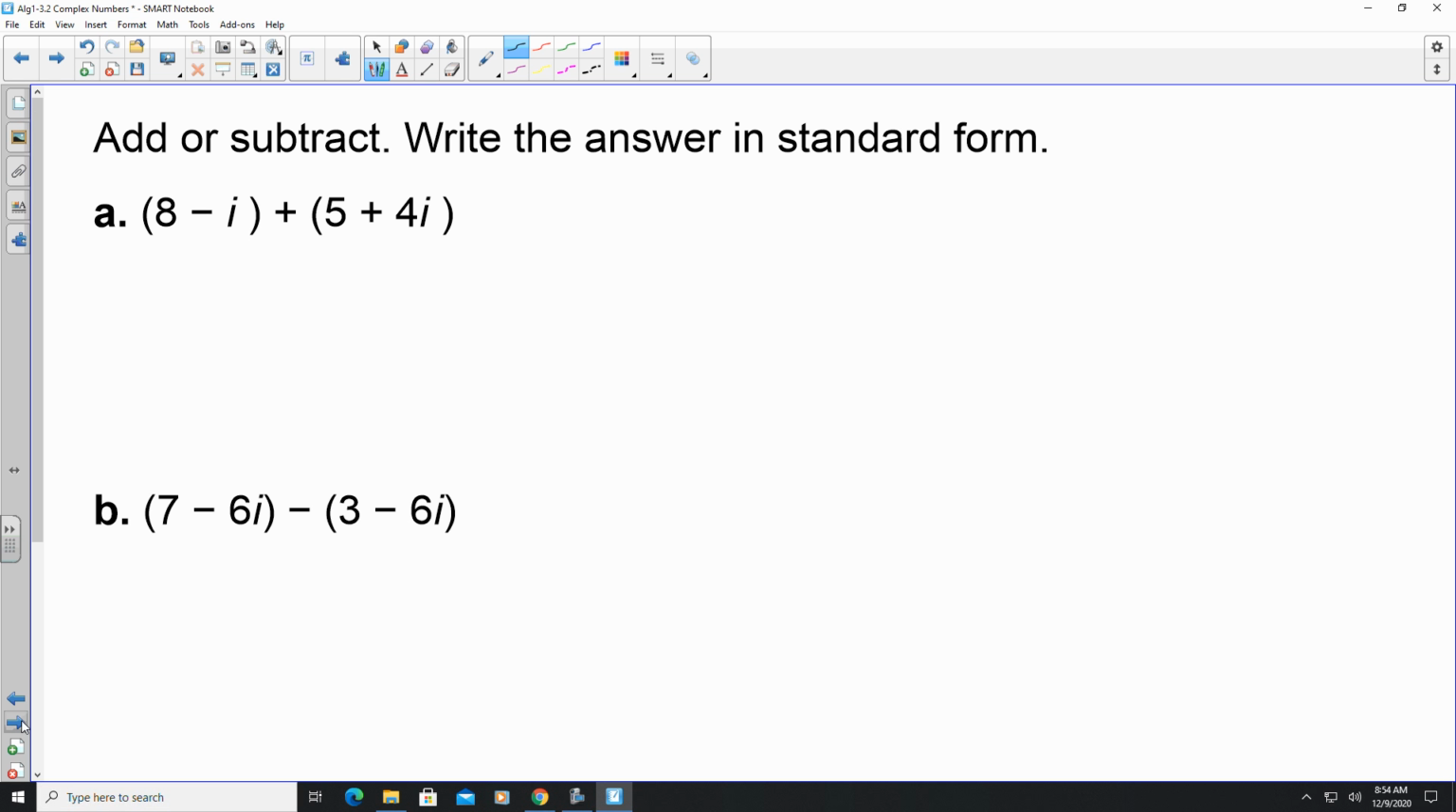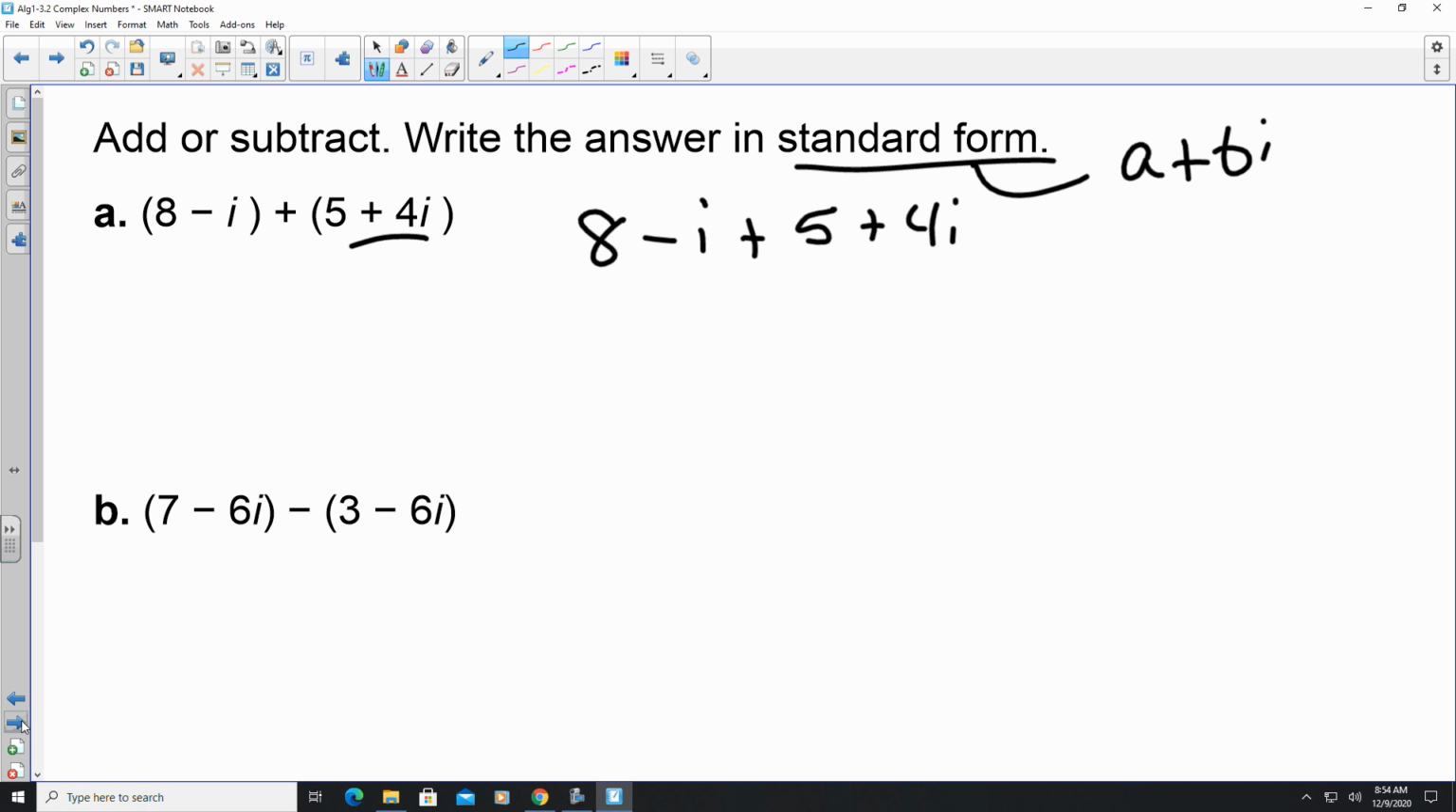So here we're asking you to add or subtract. They want you to rewrite it in standard form. Standard form is that a plus bi form, where your real number value is in front and your imaginary value is written second. So just like you would to add polynomials, you're going to get them out of the parentheses. So this is just going to be 8 minus i. Because it's plus, you're going to leave the signs of the second term the same. So this is going to be plus 5 plus 4i.